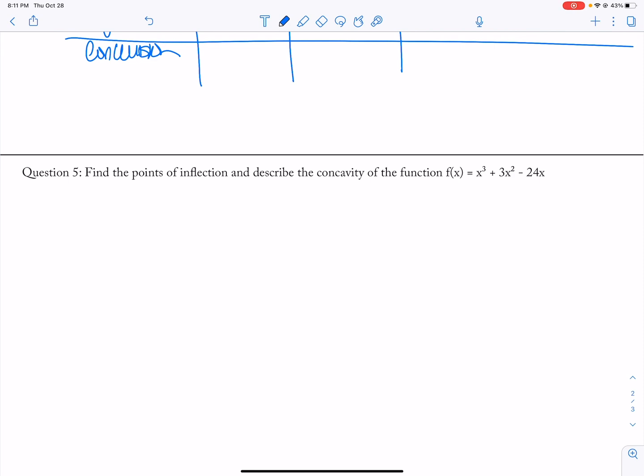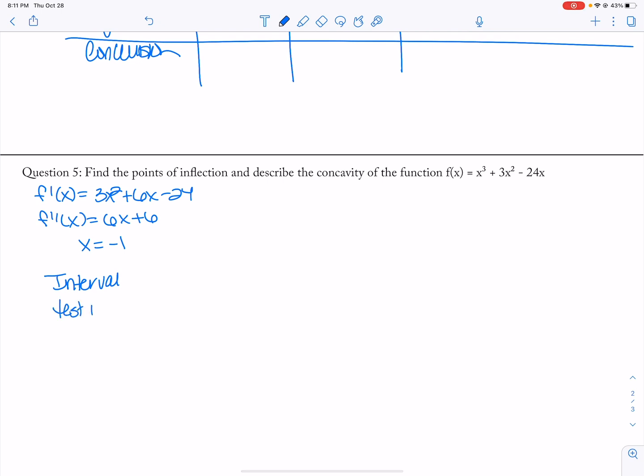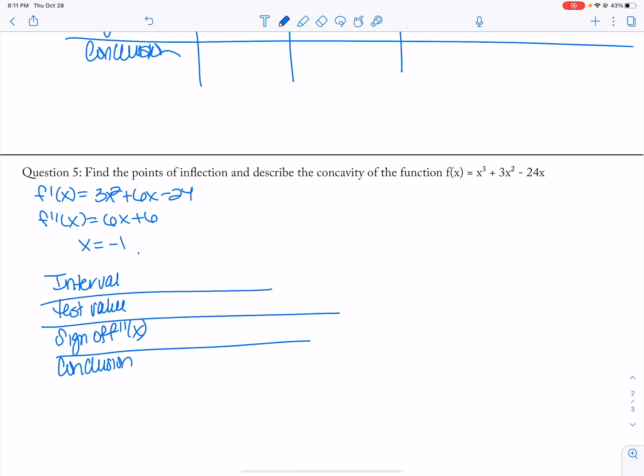Okay, so let's practice with this one. So let's do f prime of x is equal to 3x squared plus 6x minus 24. f double prime of x is equal to 6x plus 6. So x is equal to negative 1. Okay, so I have interval, test value, sign of f double prime of x, and then conclusion. So negative infinity to negative 1, and then negative 1 to infinity.